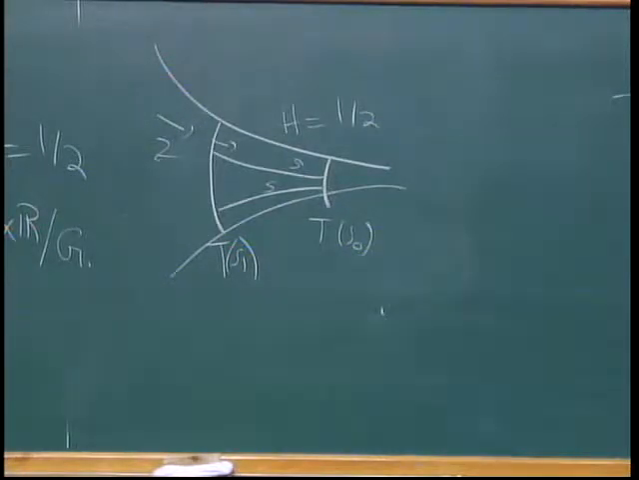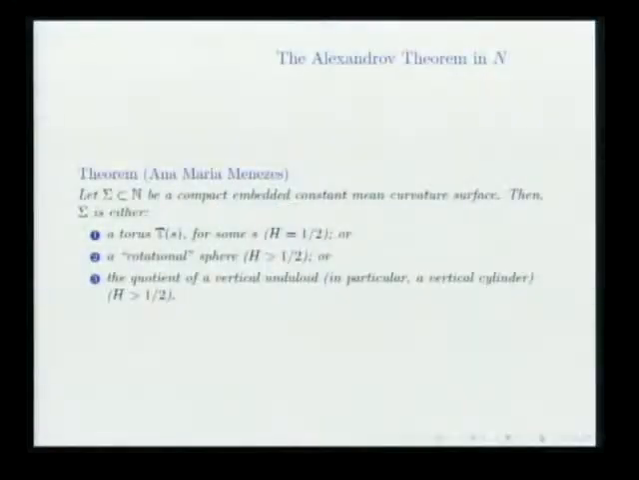Okay, so this is a discussion of that space. So this is a theorem of Ana Maria Menezes that says the following. Suppose you take a compact embedded constant mean curvature surface in this space, this doubly periodic space. Then it's either one of these tori T of S that has mean curvature 1/2, or it's a rotational sphere. You can quotient the rotational sphere of H2 cross R, or it's a quotient of a vertical unduloid. So this classifies, now there are no bigraphs. This classifies all of these surfaces.